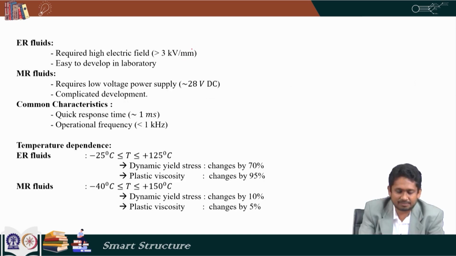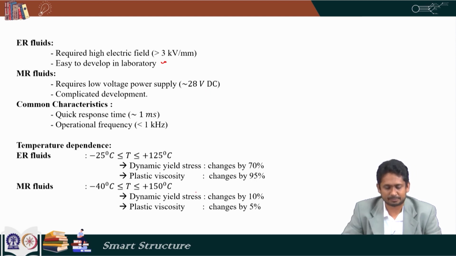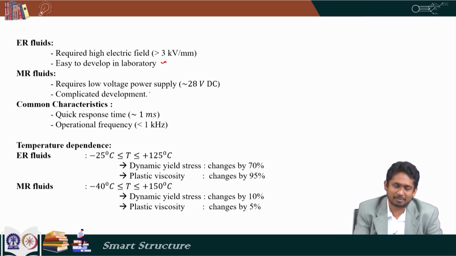ER fluids generally require a high electric field, which is higher than 3 kilovolt per millimeter, but they are easy to form in the laboratory. MR fluids require a low voltage power supply. For example, a DC voltage of 28 volt is okay for it. That is why there is more focus on MR fluids now. However, their development is a little bit more involved. Common characteristics are quick response in the range of 1 millisecond, and operational frequency is generally limited to 1 kilohertz.